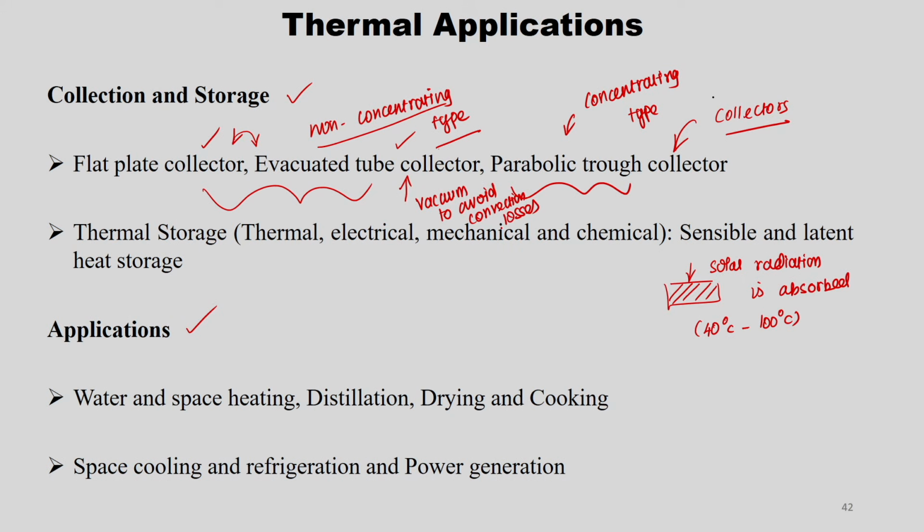In the concentrating type, such as the parabolic trough collector, we take special effort to concentrate solar radiation. In that case you have concentrators as well as receivers for collection of solar energy. This may be of two types: one is point concentration, and the other is line concentration.